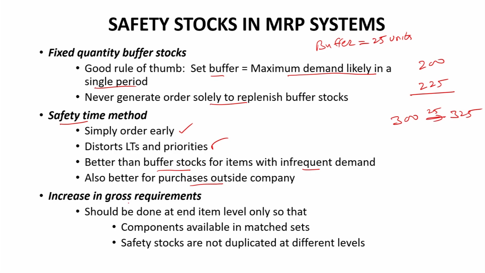Then you can increase the gross requirement also, as we said, it should be done at the end item level only. You can do it for the final dispatch item, do not keep it for the intermediate item, because if any intermediate item you have kept extra, it is not going to serve unless all other components are available. The components should be available in matched sets, and safety stocks are not duplicated at different levels. So, in that context we should keep the gross requirements with respect to the product which has the independent demand.